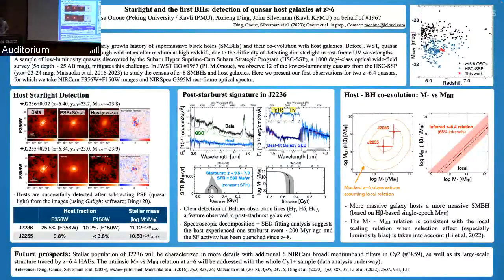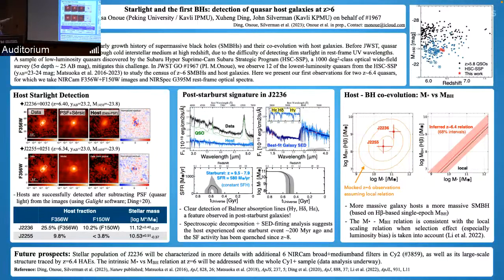Thank you. Hi everyone, I'm Masafusa Onoue. I'm a Kavli Astrophysics Fellow from Peking University. So here in this poster, I'm presenting our ongoing efforts to observe 12 of the very faint quasars from the Subaru Hyper Suprime-Cam survey. So here in the left panel, I'm showing our first paper in which we observed two of the very faint quasars at high redshift.